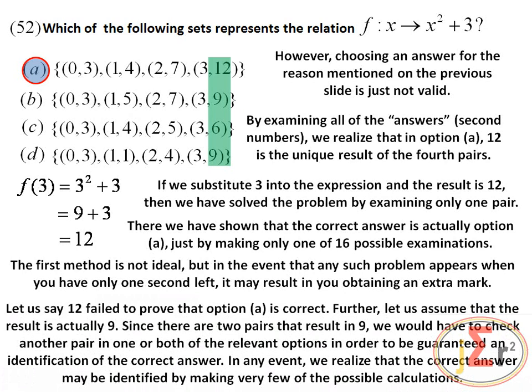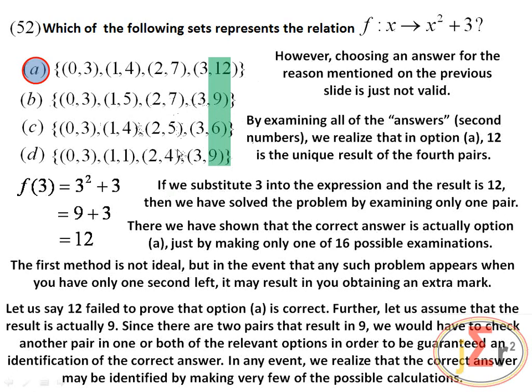Further, let us assume that the result is actually 9. Since there are 2 pairs that result in 9, we would have to check another pair in one or both of the relevant options in order to be guaranteed an identification of the correct answer. So if 9 gave the correct answer, then since we have 2 of them, we still would not be sure which option is correct.